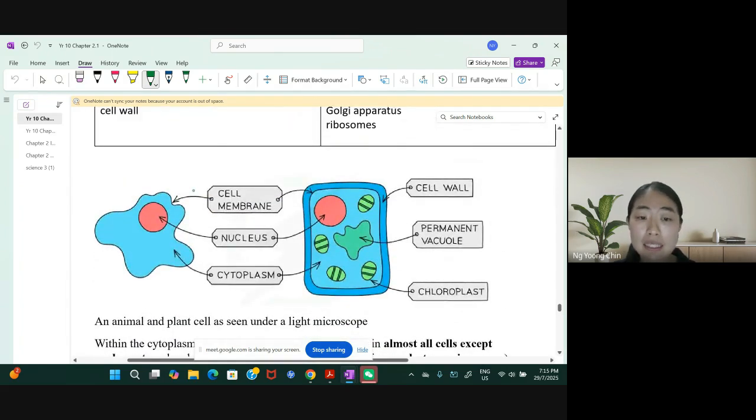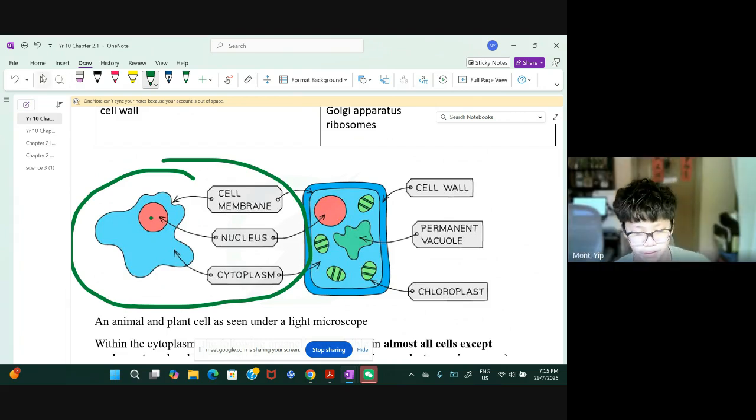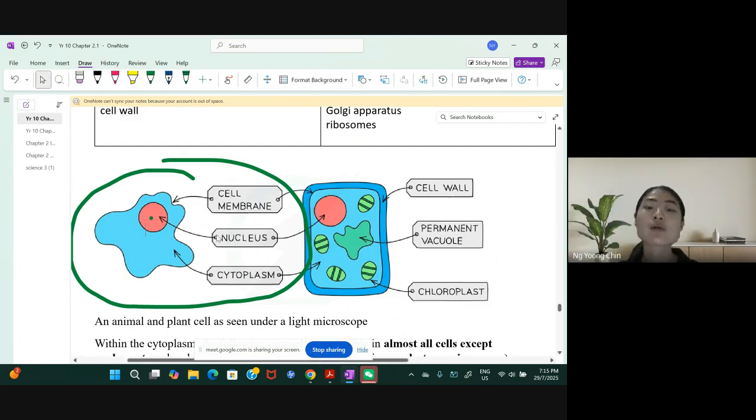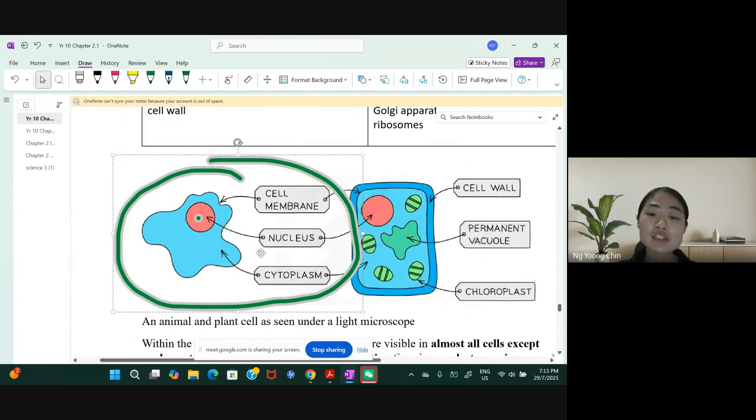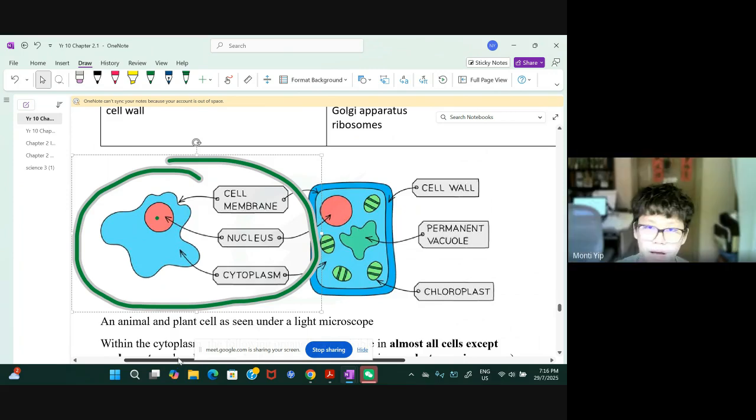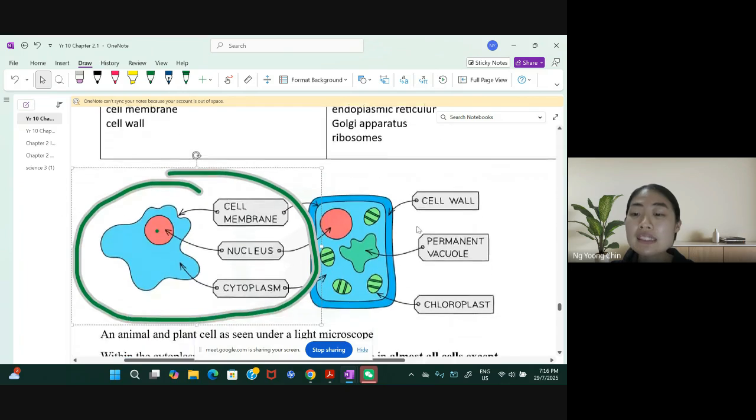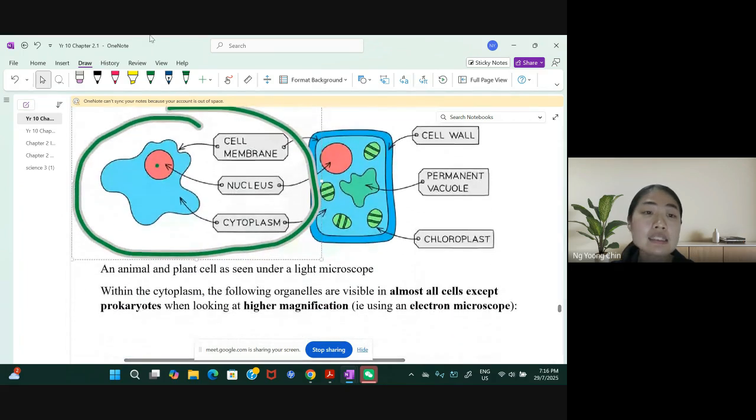When you see the image under the light microscope, it just appears this way. You can see the nucleus. Do you know why we can see the nucleus? Because it's bigger. Yes, it's the largest organelle in the cell. So that's why definitely you will see the nucleus. It's the largest, very prominent, right? And then the cell membrane and the cytoplasm. This is what you can see under the light microscope.